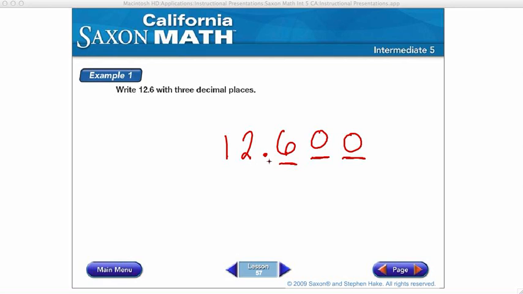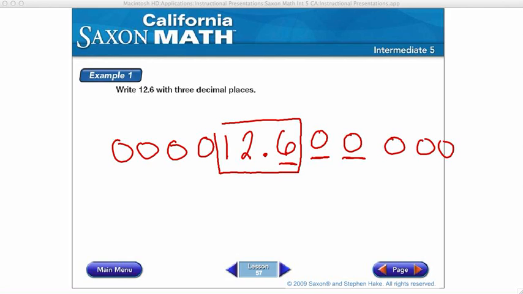12.6. Okay? This would be 12 and 6/10. But with 3 zeros, it's 12 and 600 thousandths. Okay? Those are equivalent, meaning they are the same. It would be like adding a 0 over here in front of the 12. This 0 here doesn't do anything. It doesn't change the value. I can add as many zeros as I want over here, and this is still 12.6. I can add as many zeros as I want over here, and this value still does not change.